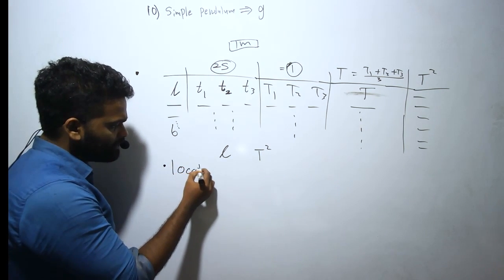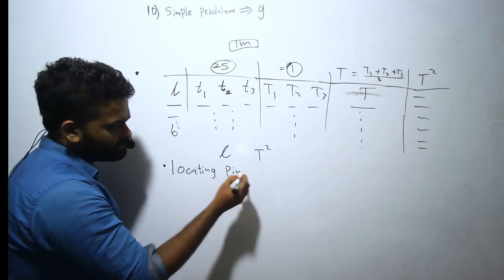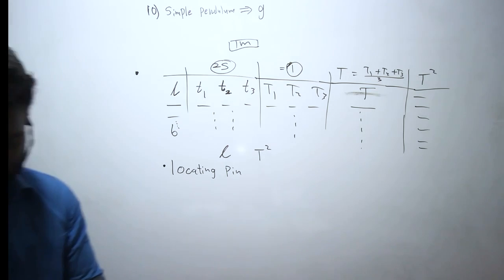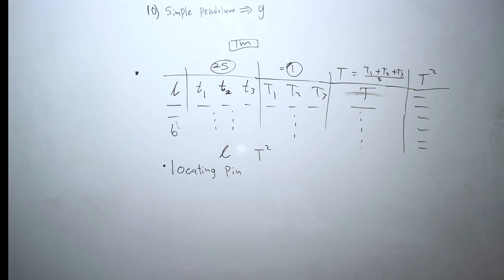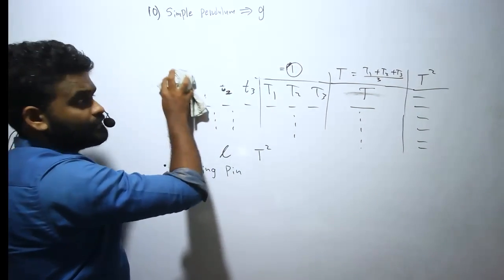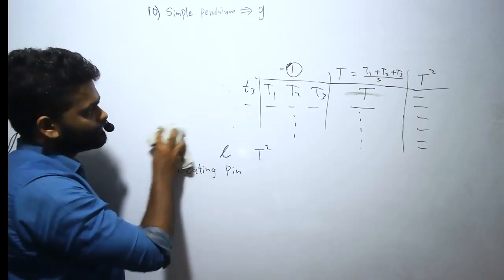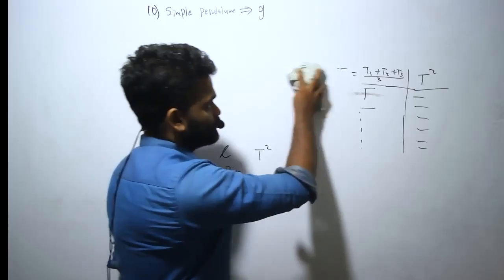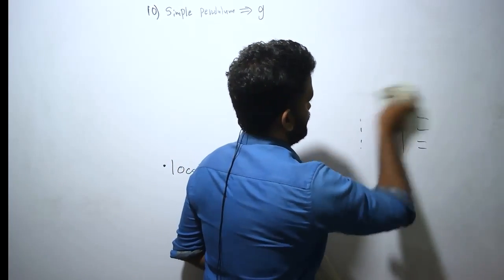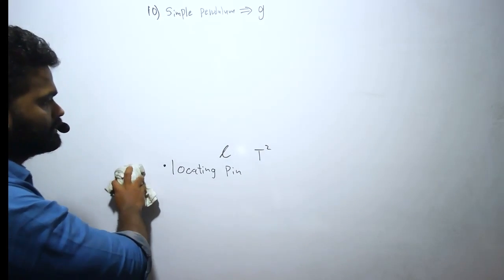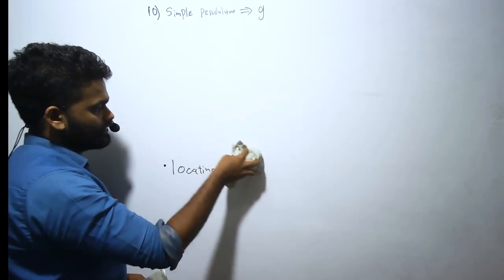Then I'm going to talk about something called the locating pin. Write down locating pin. Okay. So why do we need a locating pin? As you are measuring the time period, you need a locating pin to have a certainty of oscillations, right?